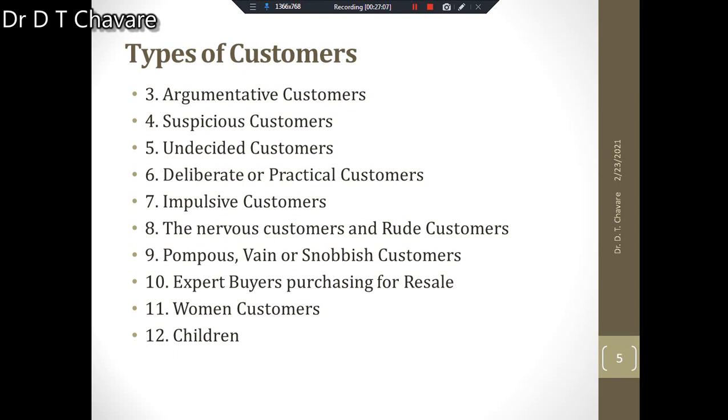Then export buyers, purchasing for resale. Try to understand, export buyers purchasing for resale. Usually in industrial marketing, such buyers you can see. They are the purchase managers of their companies. Such buyers are professional buyers, don't forget it. They have sufficient product knowledge. The salesman should provide facts and figures objectively. It means that the salesman should provide the facts, figures and information in an objective manner.